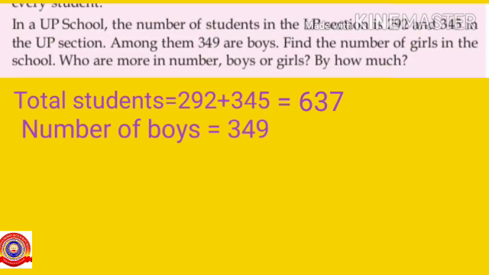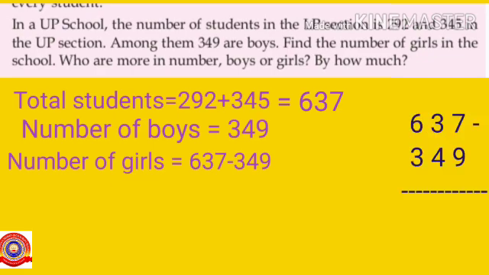Then we have to find the number of girls. For that, subtract number of boys from the total students. That is 637 minus 349. Here 7 becomes 17 and 3 becomes 2. 17 minus 9, yes, 8. Then 2 becomes 12 and 6 becomes 5. 12 minus 4, yes, 8. 5 minus 3, 2. So, number of girls 288.